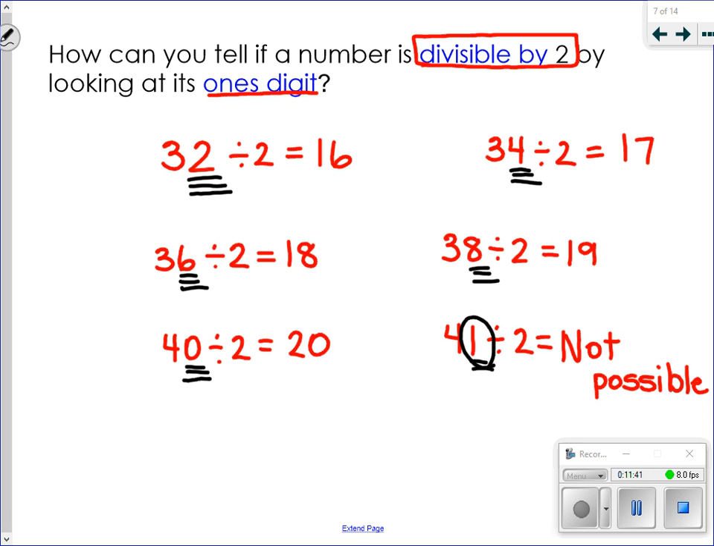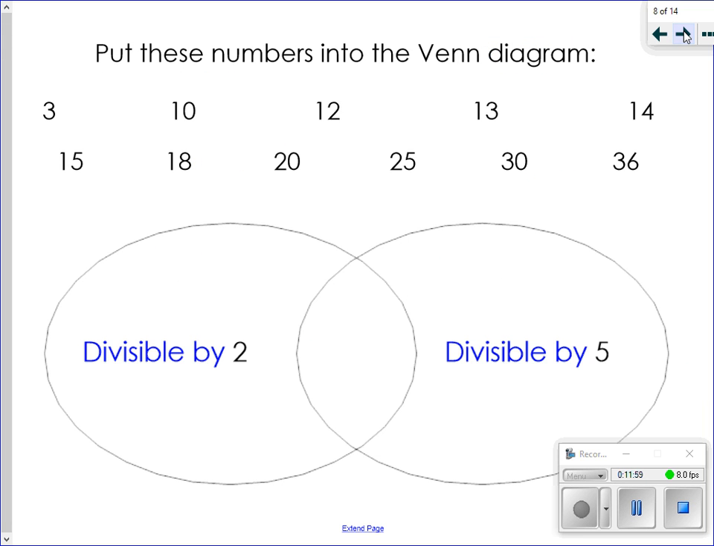So what would you say is the divisibility rule to determine whether a number is divisible by 2? It will end with a 0, 2, 4, 6, 8. In other words, it will be an even number. Okay, so here are some numbers. Let's see if we can sort them into the Venn diagram to determine if these numbers are divisible by 2, or if these numbers are divisible by 5, or if these numbers maybe are divisible by both, then they'll go in the center section. Okay?